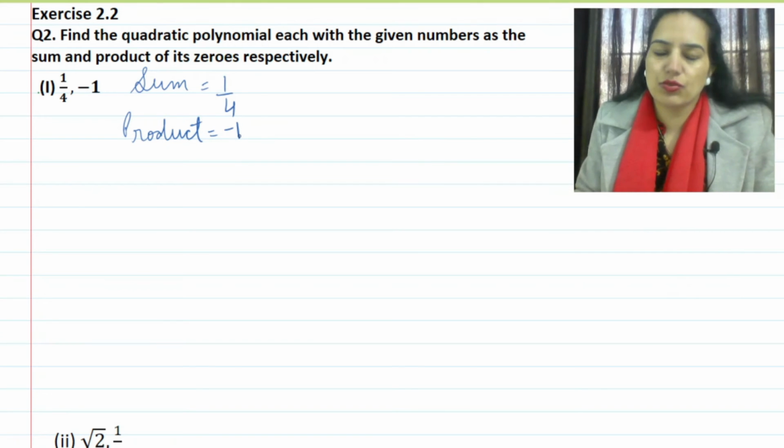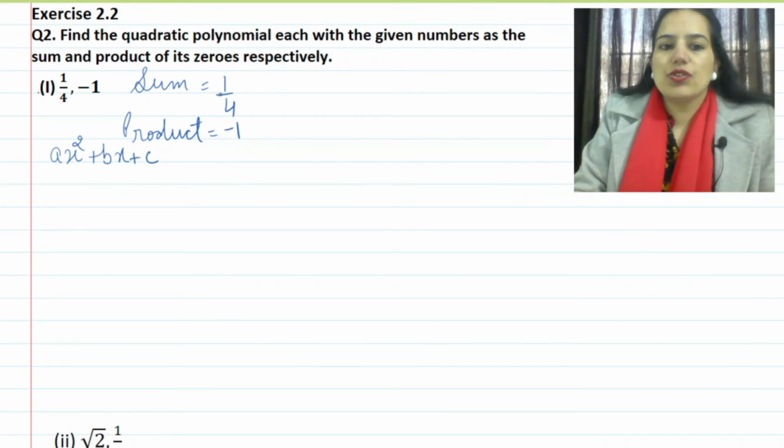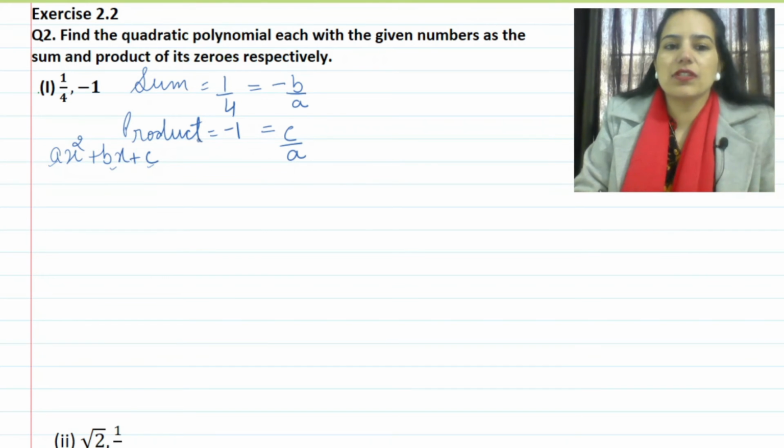There are two ways to do this. The general quadratic polynomial is ax square plus bx plus c. So using the given things like sum is equal to minus b by a and product is equal to c by a, if we find the values of a, b and c, we will just substitute them.